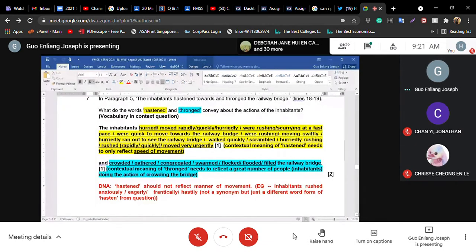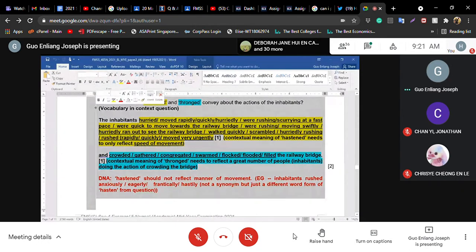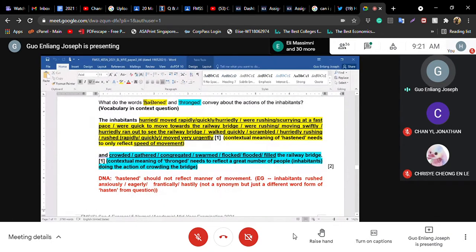Okay, so the thing is, this is a vocab in context question. So we are looking at the contextual meaning of hasten plus the contextual meaning of throng. One mark each. Hasten one mark, throng one mark. All right, so your meaning of hasten must correspond to the idea of actions of inhabitants.